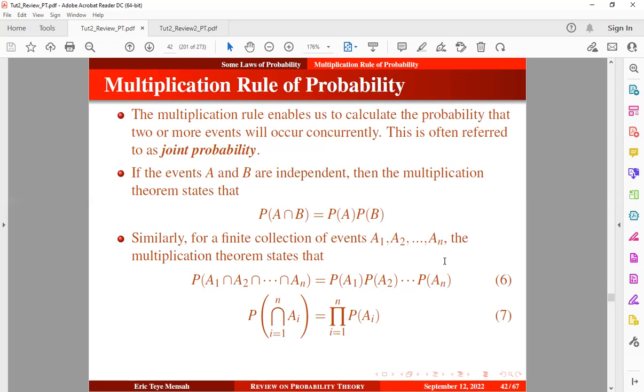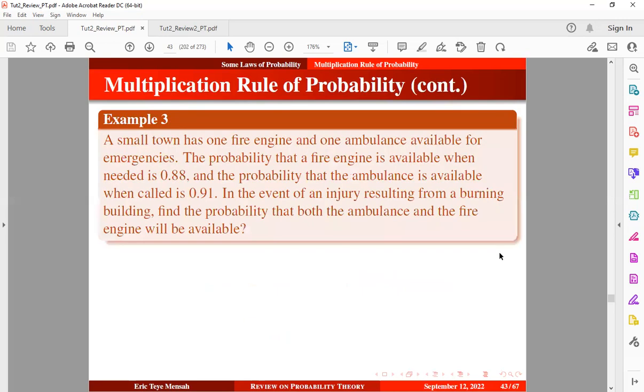Now we can generalize equation 6, right? Once we generalize equation 6, we have it as defined in equation 7. So equation 7 is the generalization of what we have in equation 6. All right, so now let's take an example.